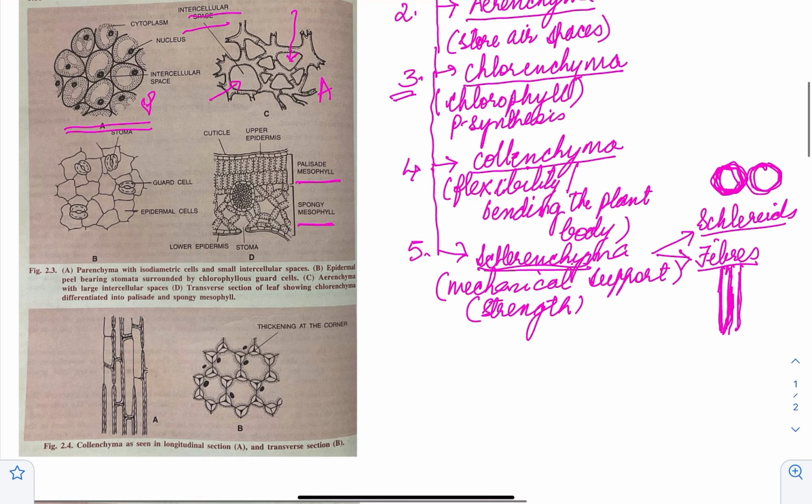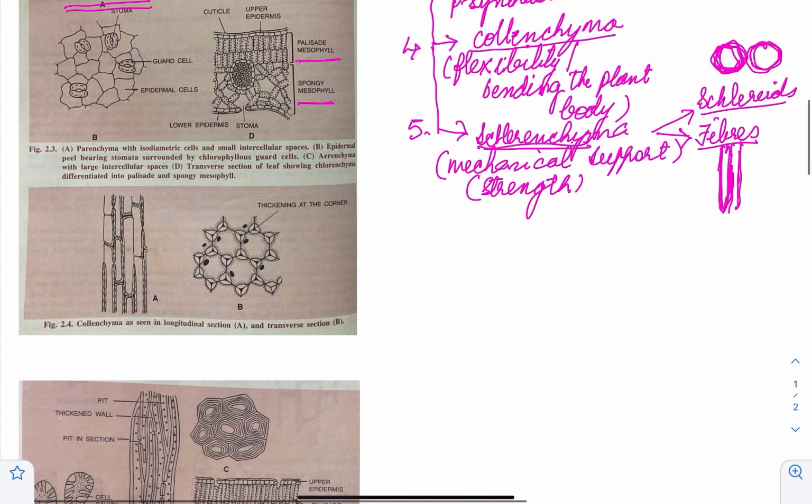Sorry, the chlorenchyma, not collenchyma. Have a look here. Now this one is collenchyma, which helps the plant to bend, right? So you can see that it has thickenings at the corners. This is important. Wherever the cells are having any corner, you can see the thickenings in it.